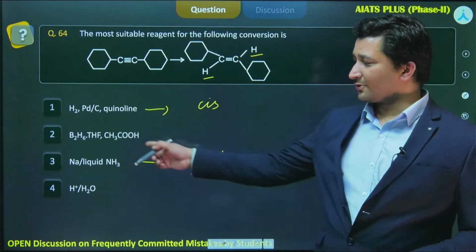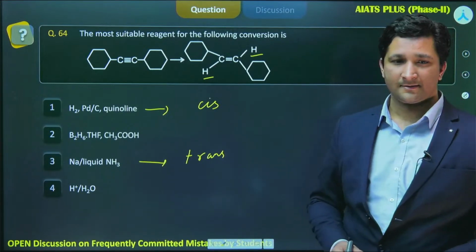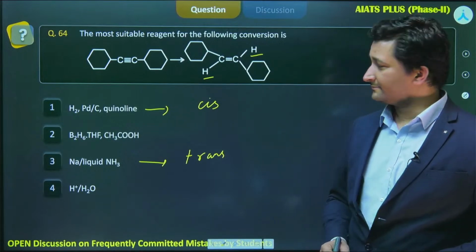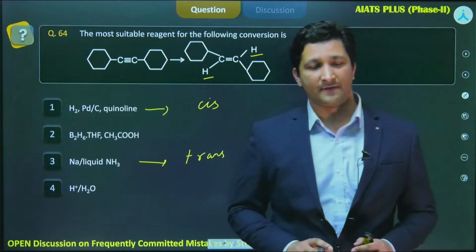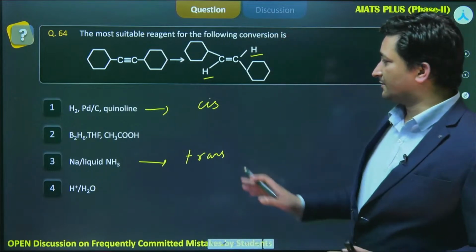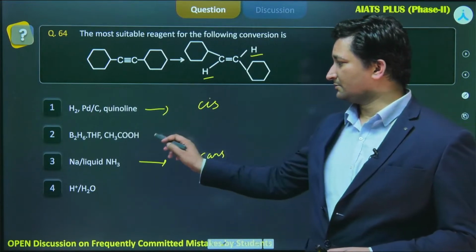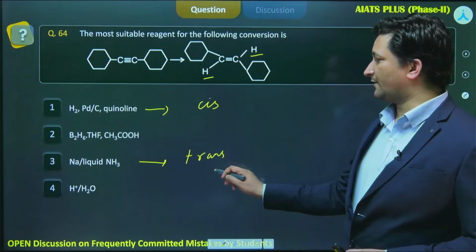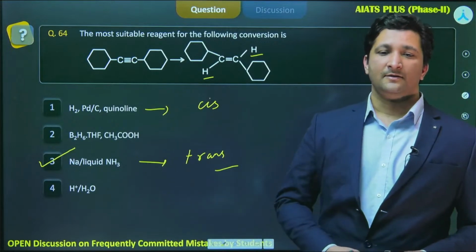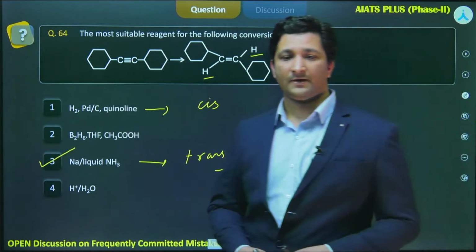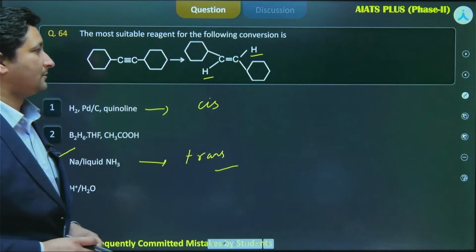Do you know the product that will be formed in the second case? In the second case also, B2H6 THF in the presence of acetic acid will form the cis product only. So you have to remember this. Since we have to form trans, option 3 will be correct. And during hydration, we all know alcohol will be formed, but that will tautomerize to give ketone.